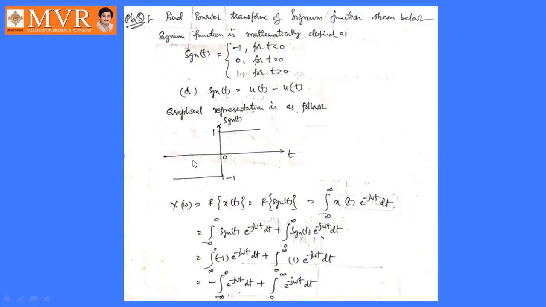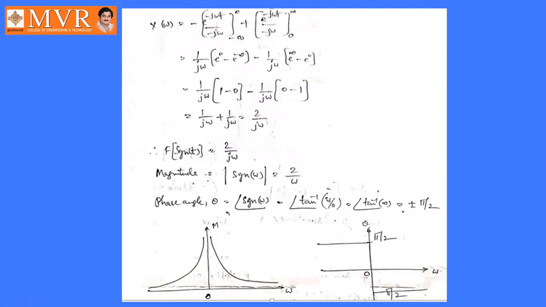So from minus infinity to 0, what is its value? Minus 1. From 0 to infinity, what is its value? 1. Okay. So it is the integral from minus infinity to 0 of minus 1 into e power minus j omega t dt plus the integral from 0 to infinity of 1 into e power minus j omega t dt, right? So it is minus the integral from minus infinity to 0 of e power minus j omega t dt plus the integral from 0 to infinity of e power minus j omega t dt, right?